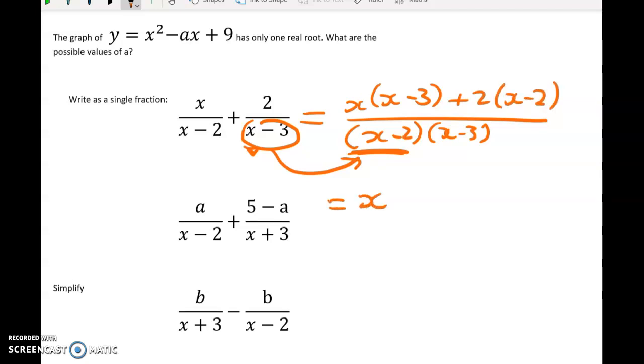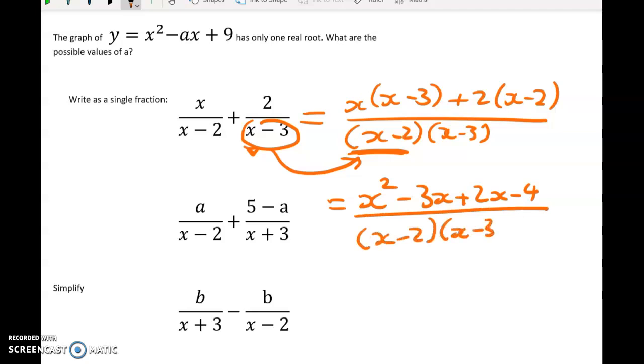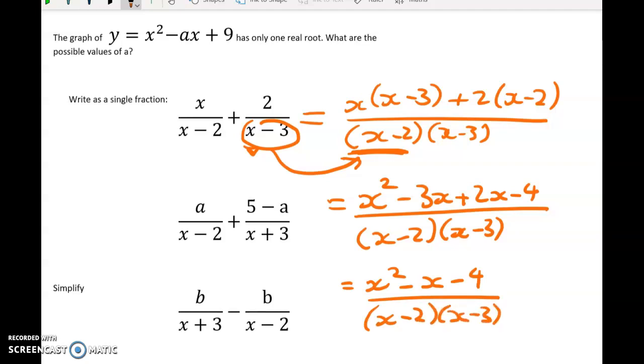Expanding that out gives me x squared minus 3x plus 2x minus 4 over x minus 2, x minus 3, which is x squared minus x minus 4 over x minus 2, x minus 3. And I think it would be fine to leave it like that, or you could expand out the denominator. So that's that one done.